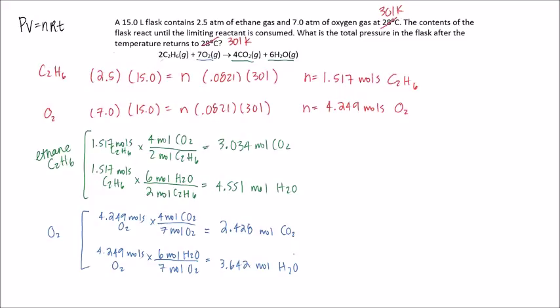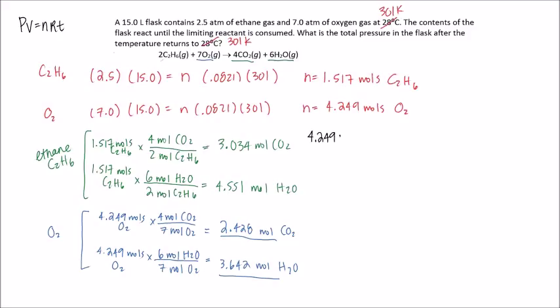So looking at this, we see that O2 is our limiting reactant because it produces less product. It produces less in each instance. So using this, we must figure out how much excess reactant, in this case our excess reactant is ethane. We must figure out how much of that excess reactant is left. So to do that, all we got to do is use the mole to mole ratio again.